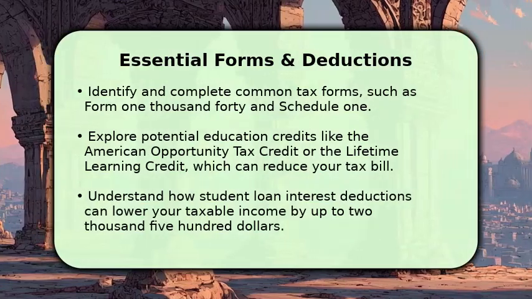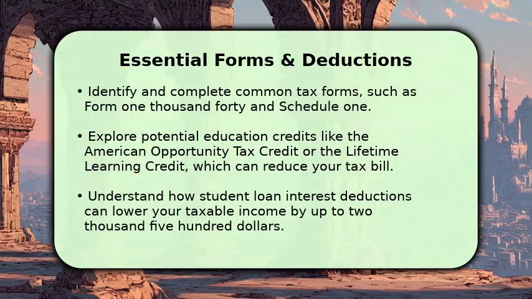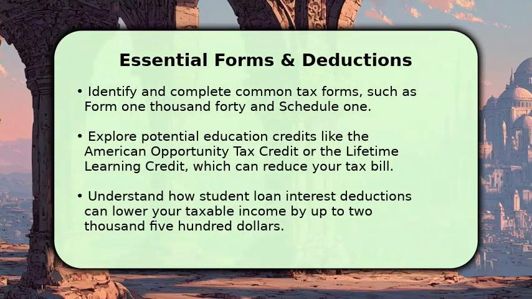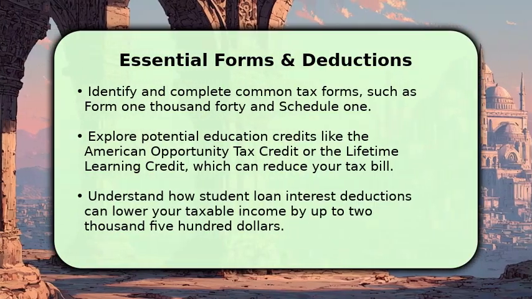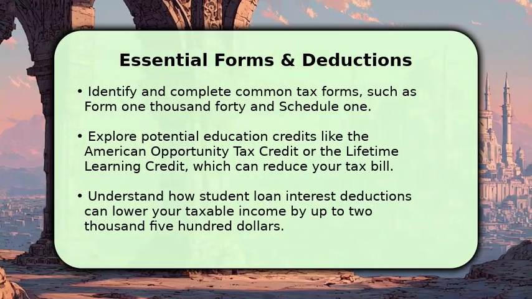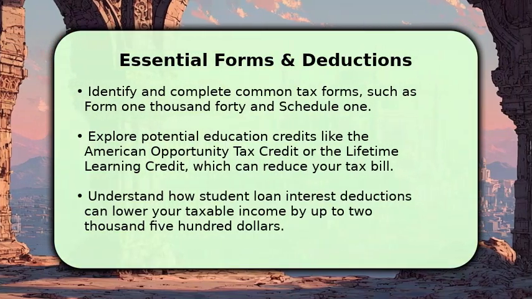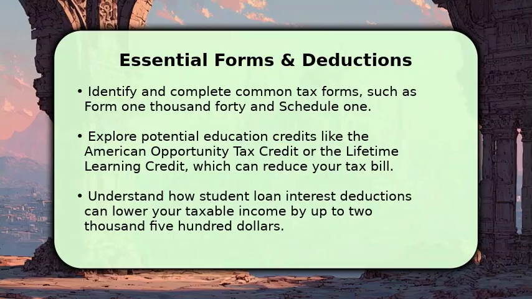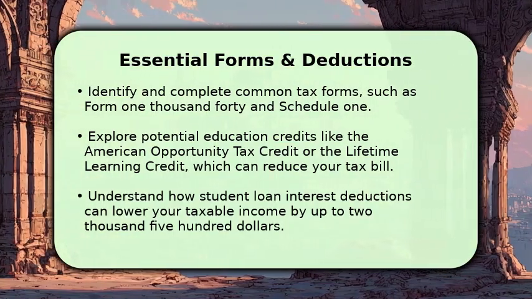Now, let's dive into the essential forms and deductions. You'll likely use Form 1040, the main federal income tax form, and potentially Schedule 1 for additional income or adjustments. As a student, you might qualify for valuable education credits, such as the American Opportunity Tax Credit, offering up to $2,500, or the Lifetime Learning Credit.